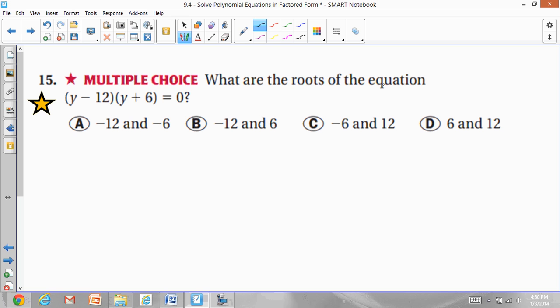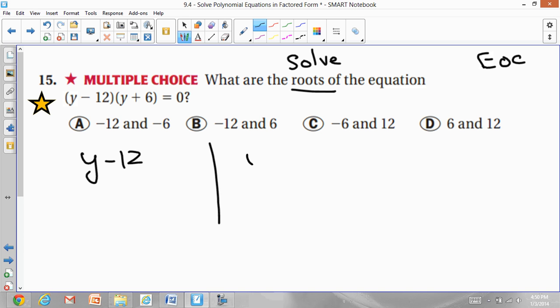Look at question number 15. Copy this down. This will be an EOC type of a question. They are asking you what are the roots. When they are asking you to find the roots or when they are asking you to solve it, they both mean the same. They want you to find what is the value of y. So I'm going to take y minus 12 and I'm going to take y plus 6. I'm going to set both of them to a 0.